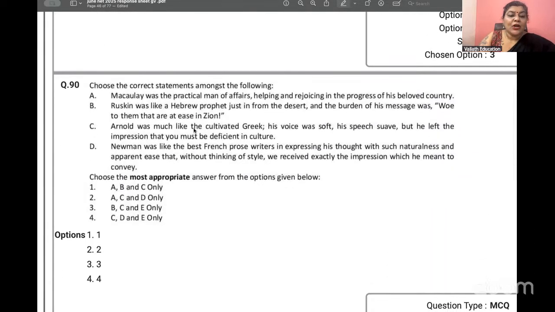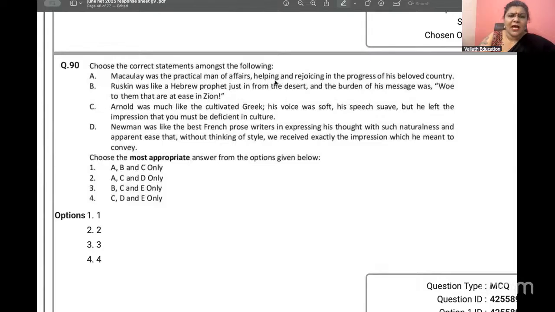Then Macaulay was the practical man of affairs. Yeah, Macaulay was very practical, helping and rejoicing in the progress of his beloved country. A is completely right. So answer is not 3 or 4. Ruskin was like a Hebrew prophet. Ruskin like a prophet? Not at all. Because I've taught you Ruskin is a commercial class man. He believed in art for life's sake. And the burden of his message was, woe to them that are at ease in Zion. Looks wrong, because you know that Ruskin was a practical man from the commercial class. I have said that. Do you remember? He talked about art for life's sake. Doesn't look like a Hebrew prophet.